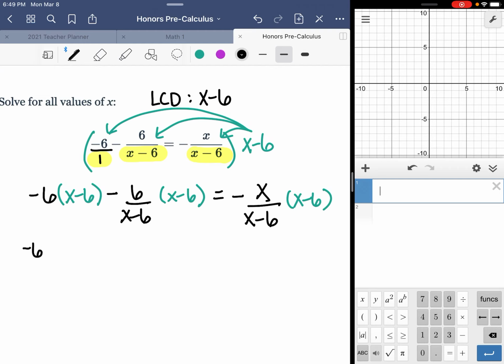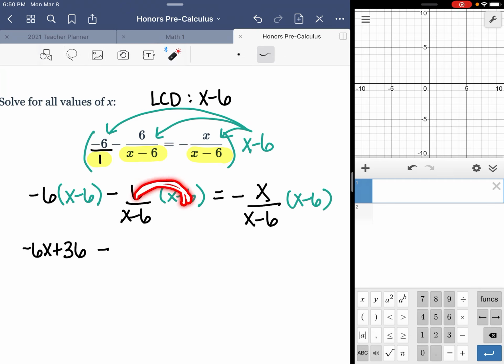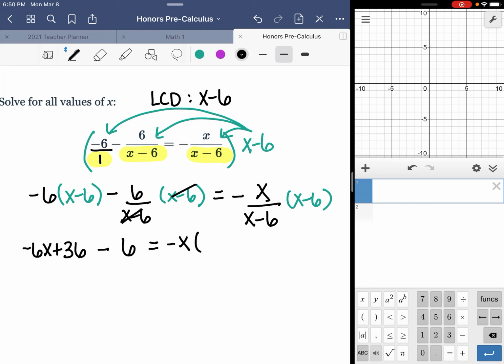So we have negative 6x plus 36 minus, and I would technically be multiplying my 6 and my 6 minus x, but I can go ahead and cancel those out because I know if I multiply that to the numerator, I'm going to have a top and a bottom that are the same. So I can cancel those out. That's going to leave me with minus 6 equals negative x times x minus 6.